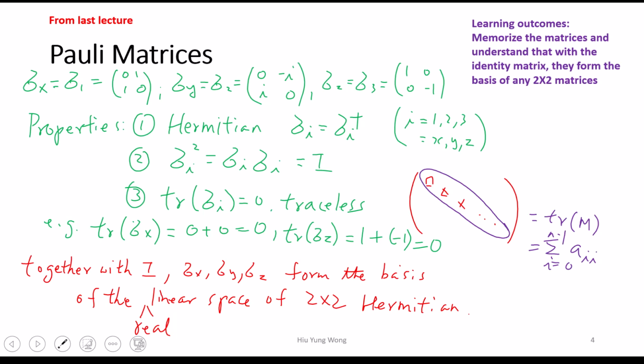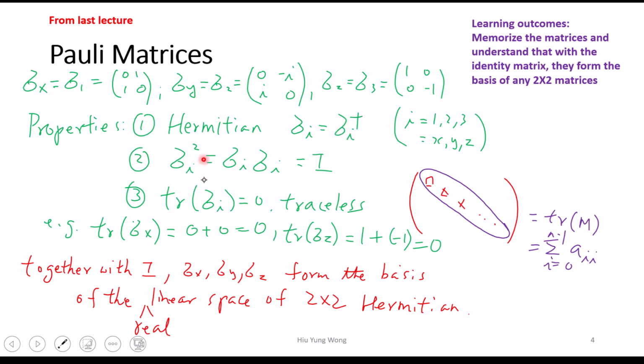And Pauli matrices have these properties. First, they are Hermitian. This is a concept you must be very familiar with now. It means that its adjoint equals itself. So what is this dagger? How do you operate? Transpose, followed by complex conjugate of the elements. You need to be very familiar with this, okay?